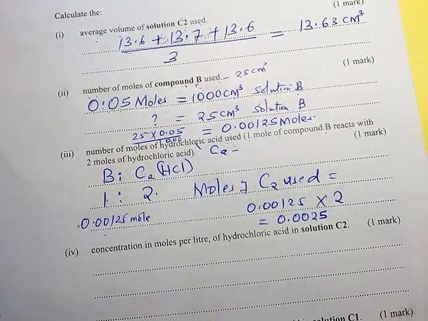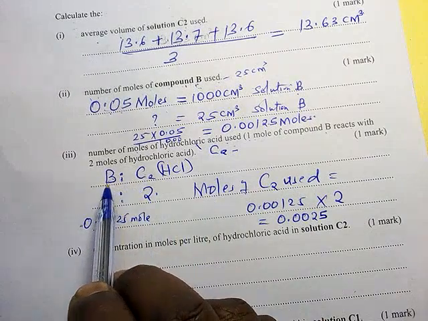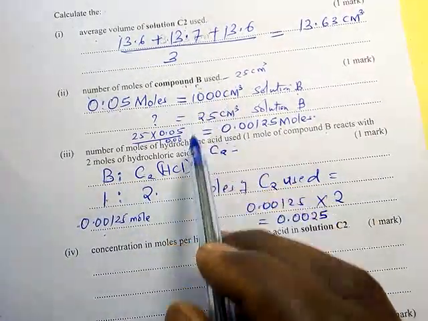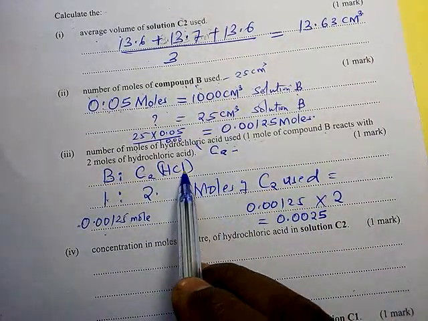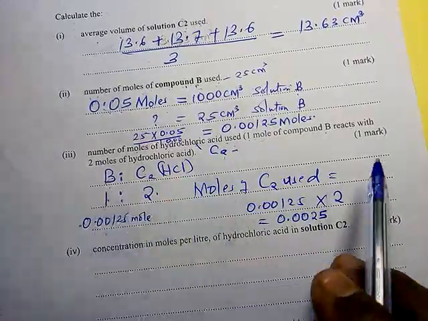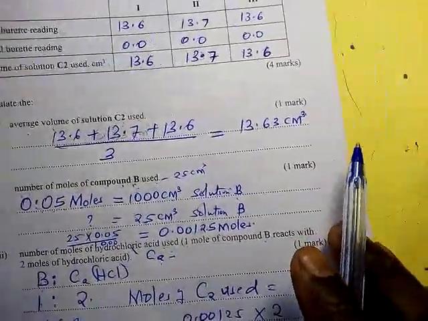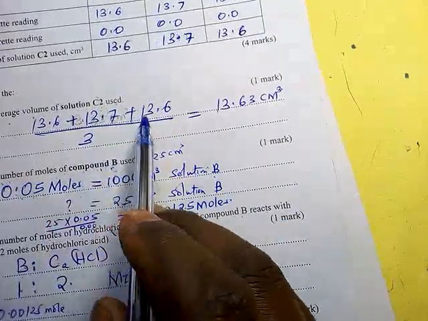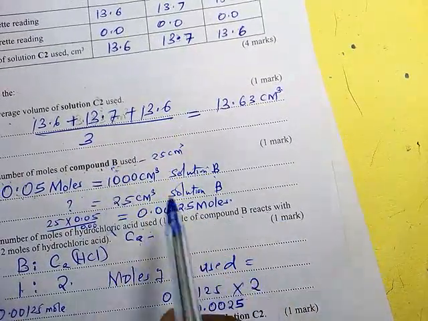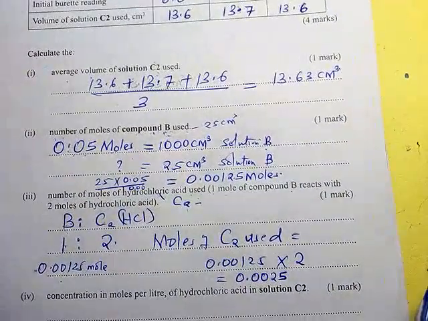That is the number of moles of C2 that reacted with B, 25B. But what was the volume of C2 that reacted with B? We have it here, the volume, the average. This is the average of C2 that reacted with B, solution B. It's important for you to understand that.